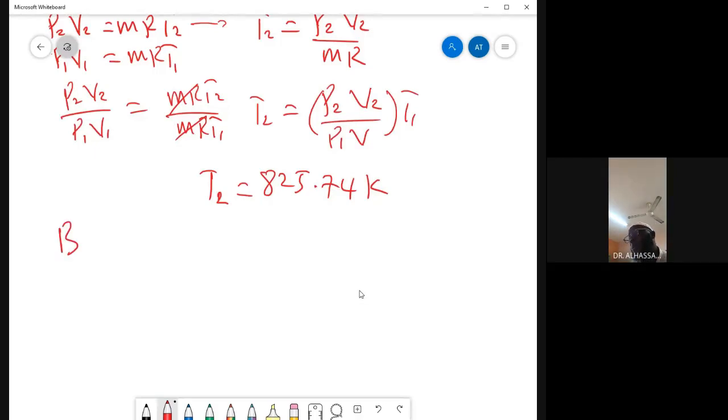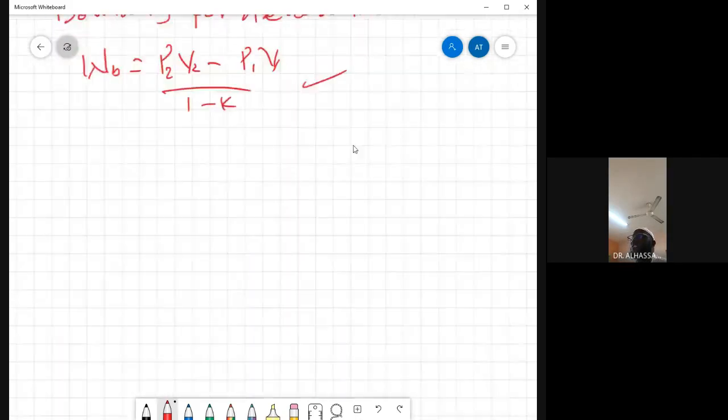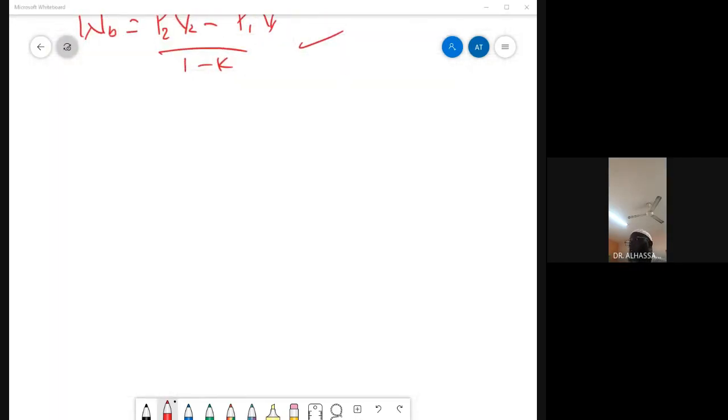Assuming that we want to determine the boundary work, the boundary work for adiabatic is different from the boundary work for isothermal. Boundary work for adiabatic is WB equals P2 V2 minus P1 V1 divided by 1 minus K. So you just substitute and then you get a value for the boundary work. And that is it for this particular question. Let's move on quickly.